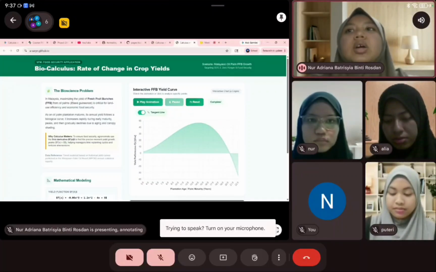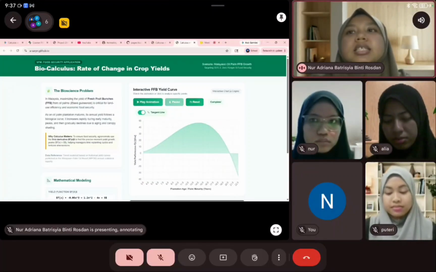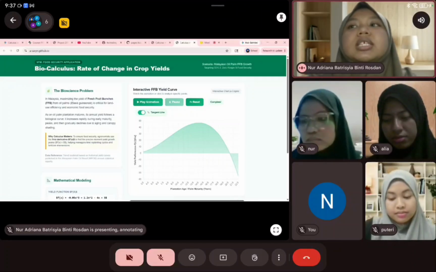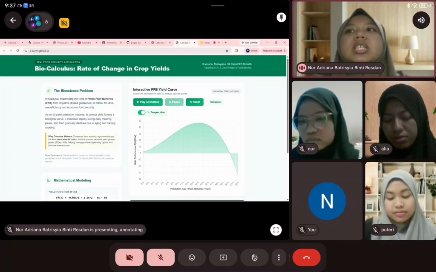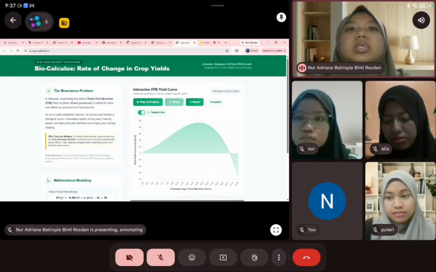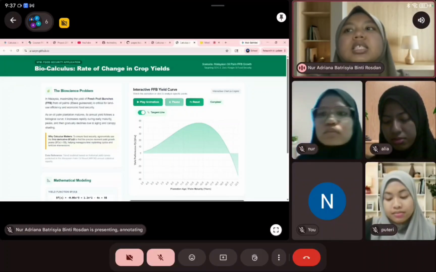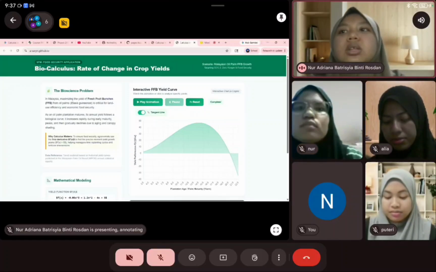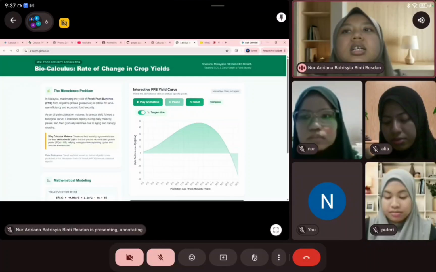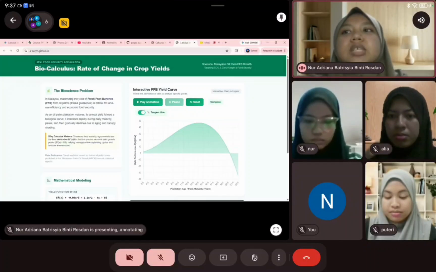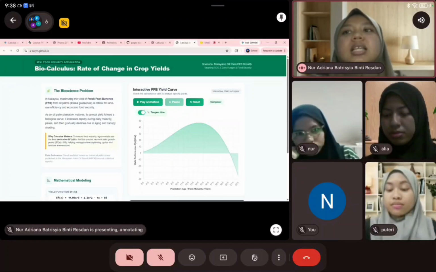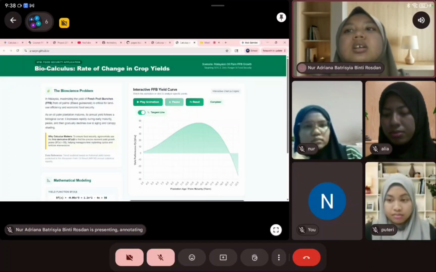So biologically, oil palm do not yield food at a constant rate. Their life cycle follows a non-linear cubic trajectory. From year 3 to 5, initially vegetative and establishment with low food output. Year 6 to 10, explosive exponential growth in canopy size and photosynthetic efficiency, leading to a peak yield.